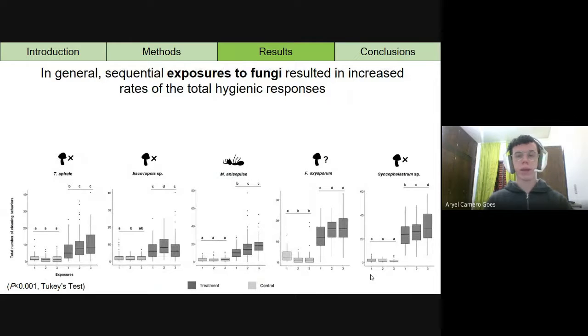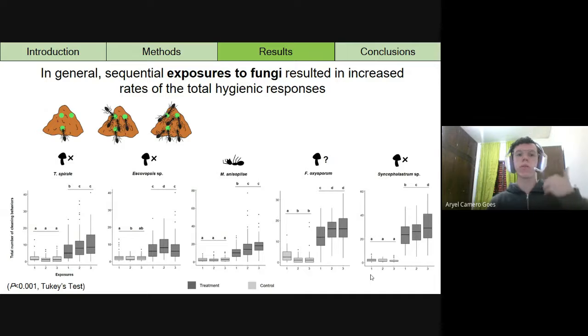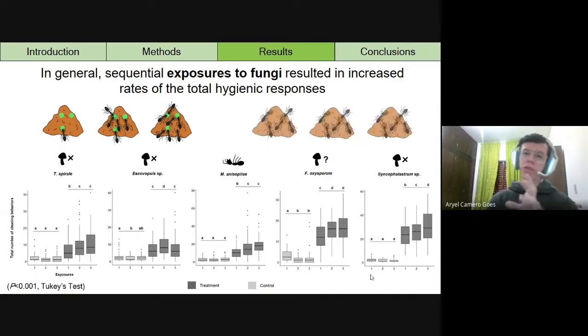And at last, sequential exposures apparently incited higher responses, a rapid regulation of them throughout exposures. And you can see that by looking at the first and the third exposures to each fungi, which is not only higher, but also statistically distinct, with differences to Escovopsis, which only showed a higher increase in the second exposure. So apparently the colony tend to recruit more ants to contamination zones with previously seen pathogens, with uncertainties to Escovopsis.